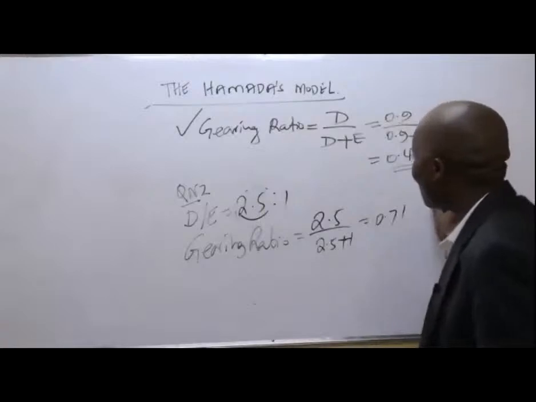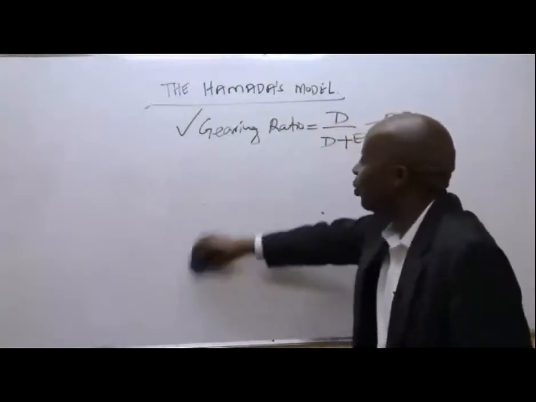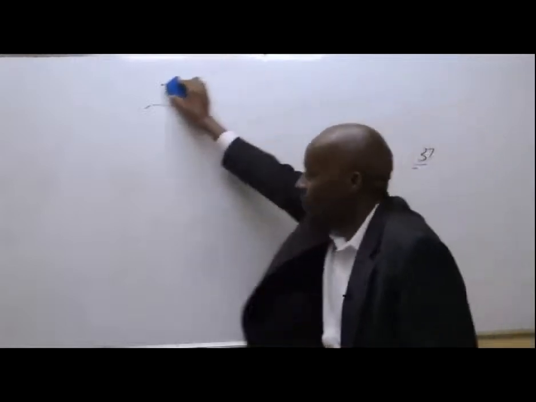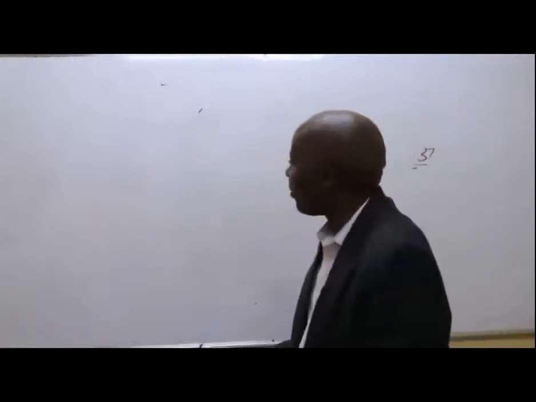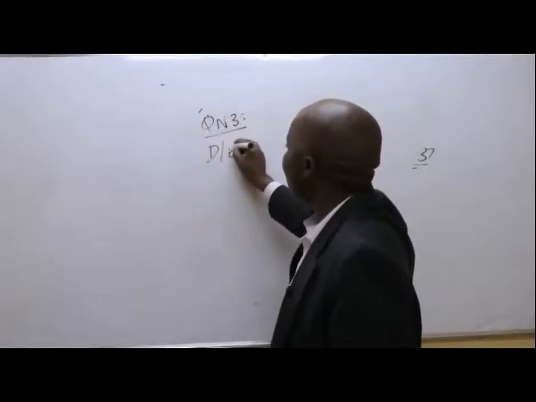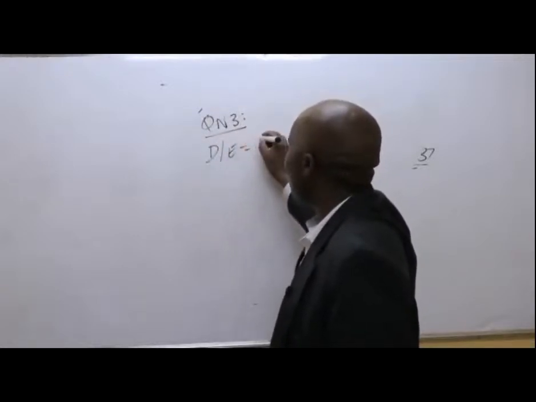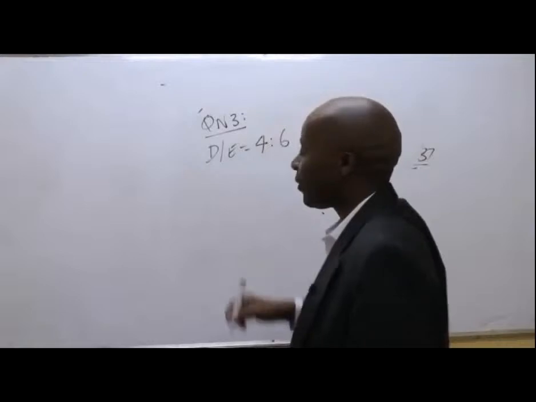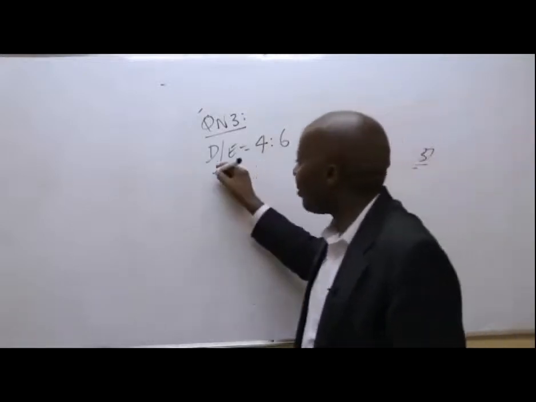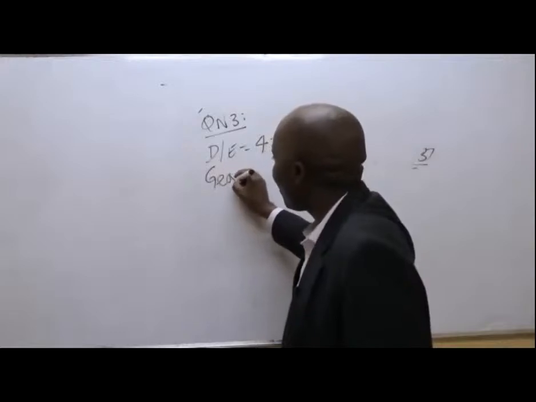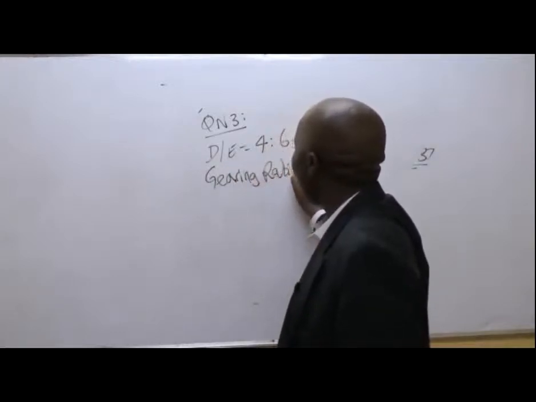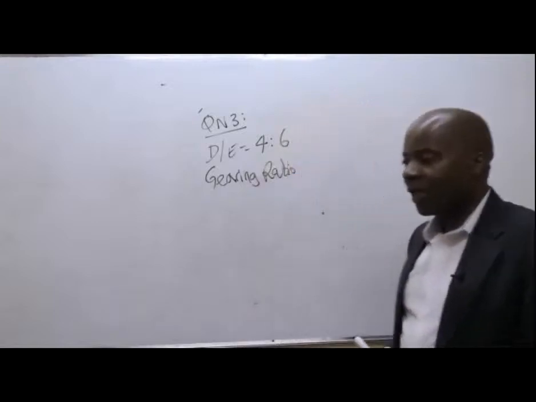Before I answer that question, let me give you the last one. Question number 3, ladies and gentlemen. This time around, they have given us debt to equity is 4:6. And then they want you to give them the gearing ratio.